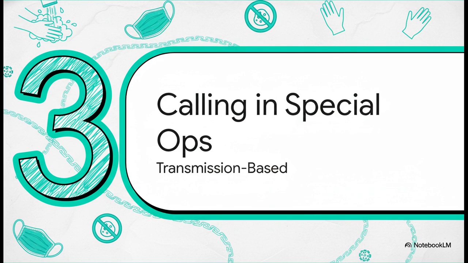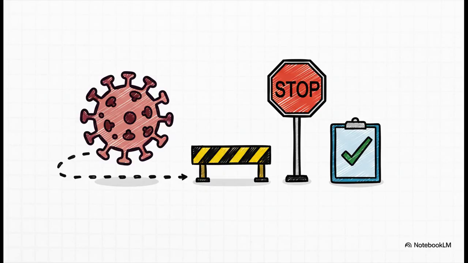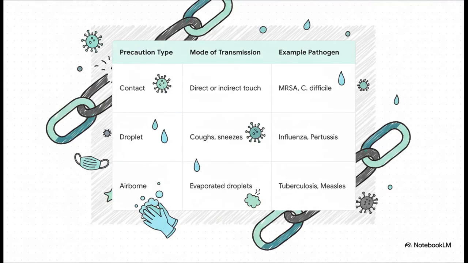Okay, but what happens when we're dealing with a pathogen that has a really unique and dangerous way of traveling? That's when the standard procedure just isn't enough. That's when we have to deploy some specialized tactics. These precautions zero right in on that 4th link in the chain we talked about, the mode of transmission. So we figure out exactly how a specific germ travels, and then we build a custom defense to stop it dead in its tracks. And here are the 3 main special ops plans.